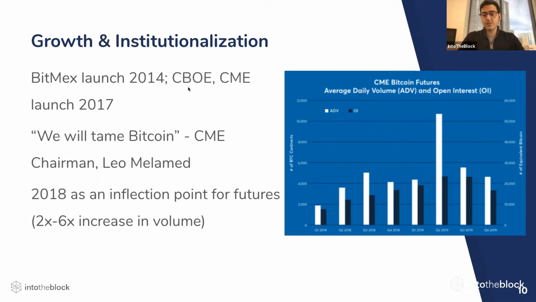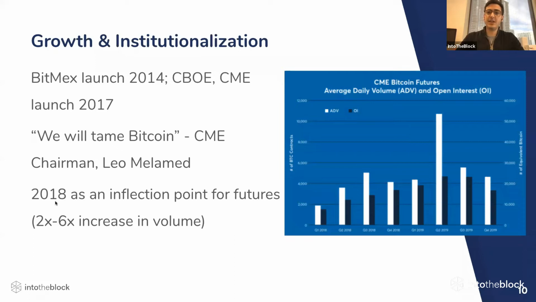Another parallel is that the first official futures contracts were launched in the mania phase of Bitcoin, so 2017, similar with Tulip Mania. It's a sign of institutionalization. The chairman of CME famously said that they will tame Bitcoin. I don't know if they've actually achieved that, but they've definitely profited from their futures contracts, as you can see from this chart above.